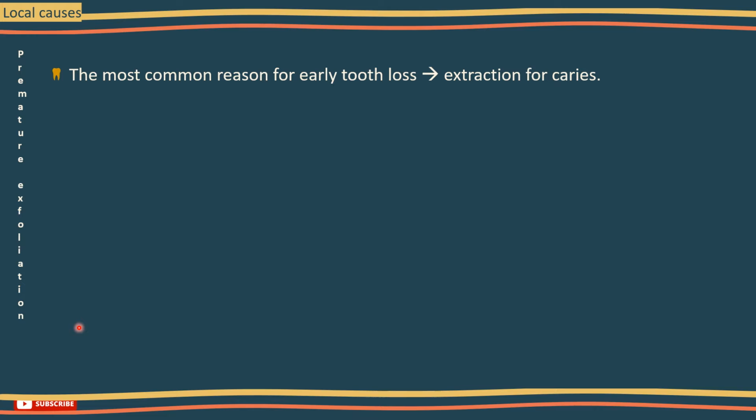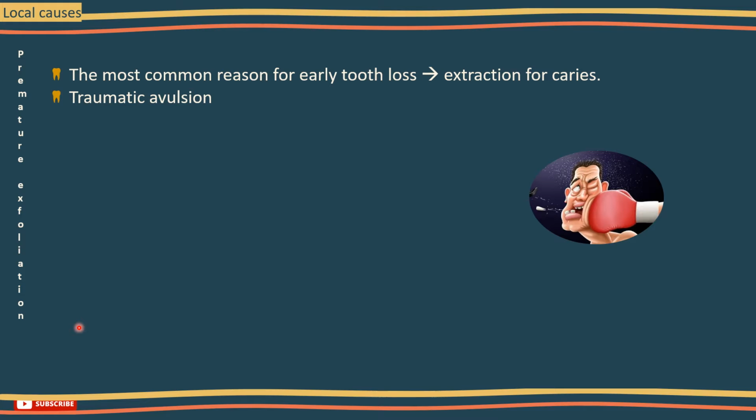Premature exfoliation is another local factor for failure of eruption. The most common reason for early tooth loss is extraction for caries. Traumatic avulsion is another cause, but it is less common.